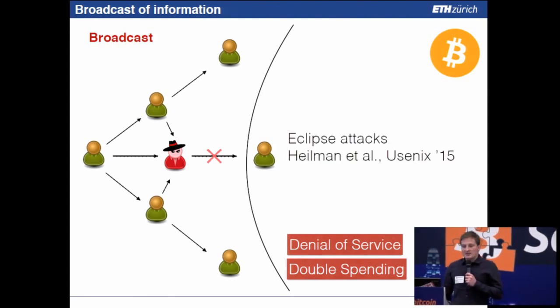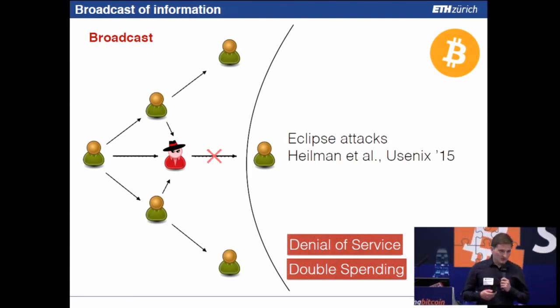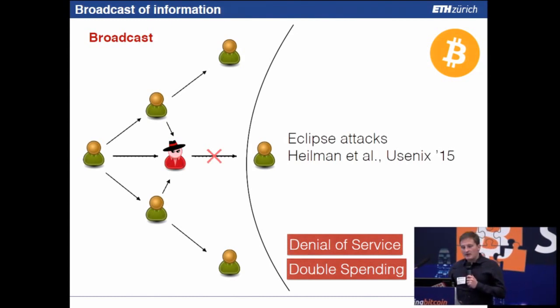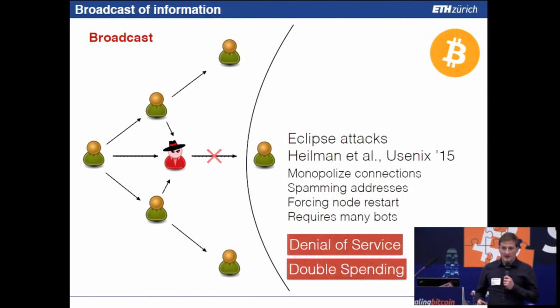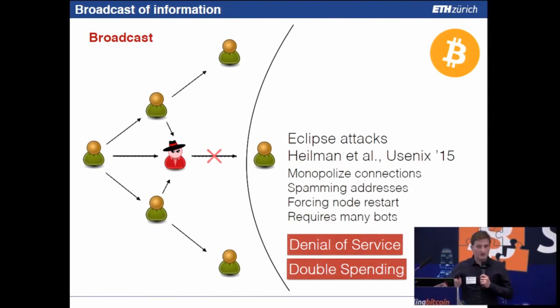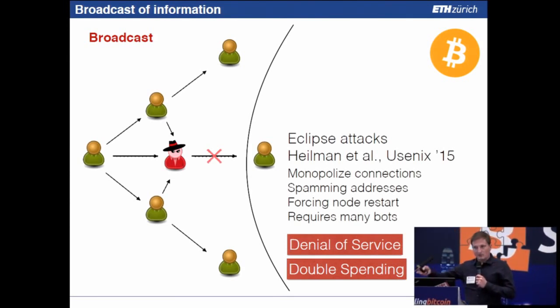So eclipse attacks are famous. Heilman et al., for example, at Usenix this year, have shown how they can be performed in practice in Bitcoin, in the real network. They, however, had a couple of assumptions. First of all, the adversary needs to monopolize the connections of the victim, such as in this figure here. It needs to spam the network layer with new addresses to inform about new IP addresses. It requires the node to restart in order to connect to the adversary nodes. And therefore it also requires many IP addresses, so many bots are required in order to attack this node.